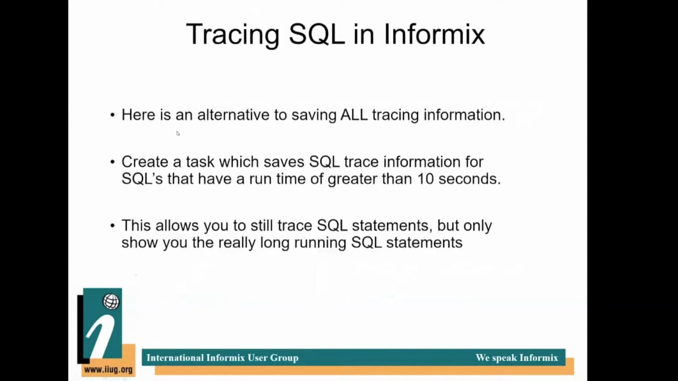Here's an alternative to saving all trace information, because you're not going to care really about statements that take 0.0001 seconds to run. Maybe you want to just look at ones that are greater than 10 seconds. So I created a task which would save the SQL trace information from the SQLs that have run time greater than 10 seconds. I just took the existing default one that comes with Informix, copied that task and created a new one. This allows you to still trace SQL statements, but only capture the really long running statements that you want to look at. So you're going to capture 50 instead of 500,000.